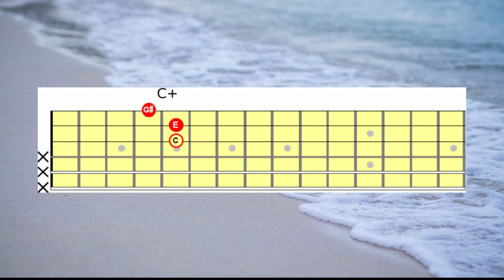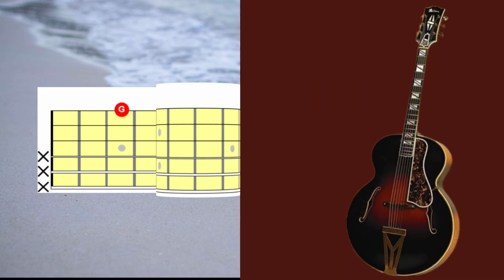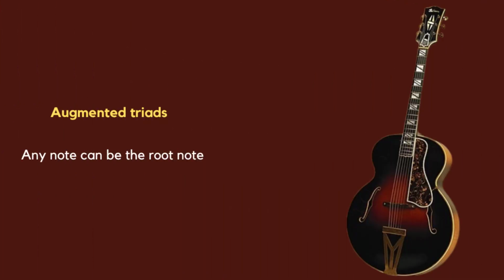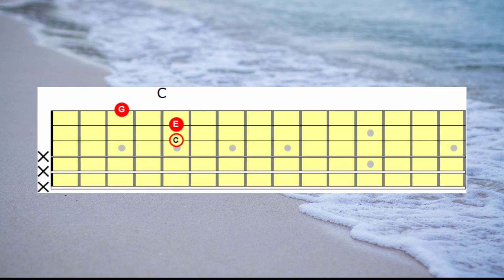By lowering any note in an augmented triad by a semitone, we will discover a major triad. I'll walk you through the process so you can see what I mean. The first thing to keep in mind is that any note in an augmented triad can be the root note. For the purpose of this exercise, I'm going to name this augmented shape C augmented. When I lower the G sharp on the first string by a semitone, it reveals a C major triad.